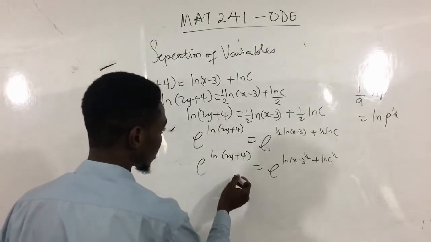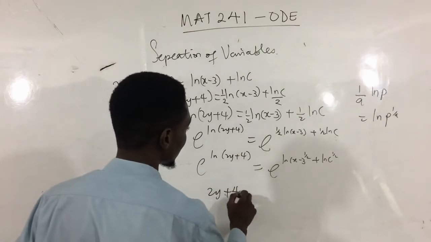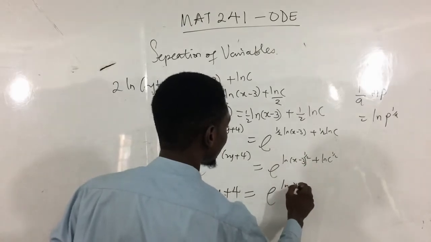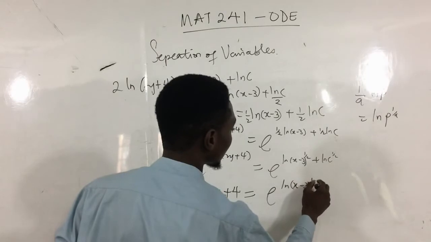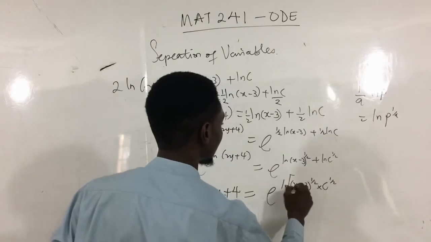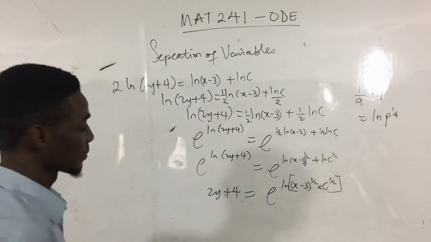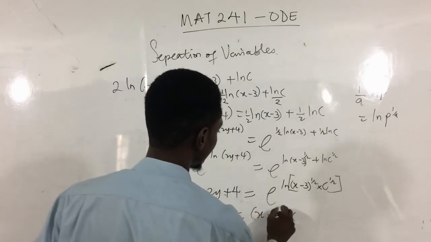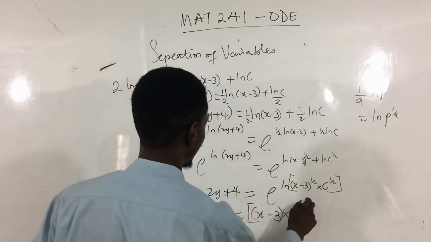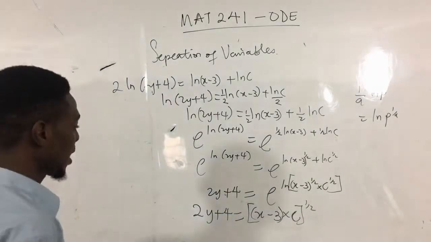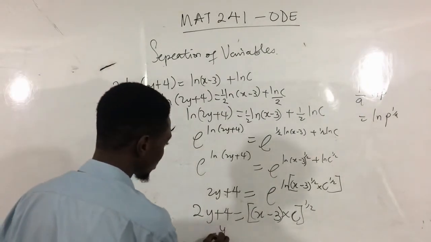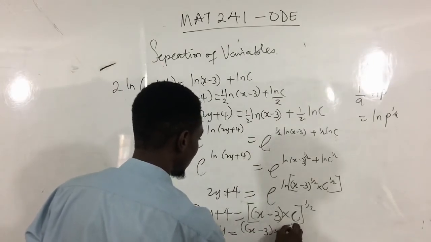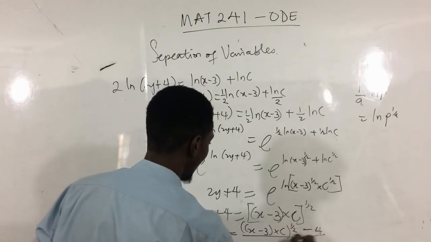So this gives us 2y + 4 equals e raised to power ln (x - 3) raised to power half times c raised to power half. Okay, and that gives us 2y + 4 equals (x - 3) times c, raised to power half. Now, don't forget that we're looking for y. Okay, so our y equals what? ((x - 3) times c) raised to power half, minus 4, all divided by 2.